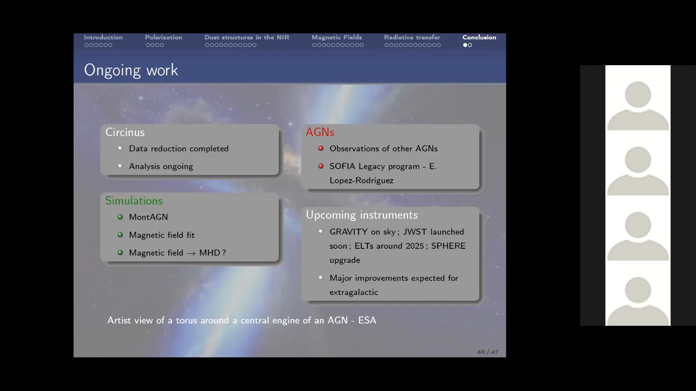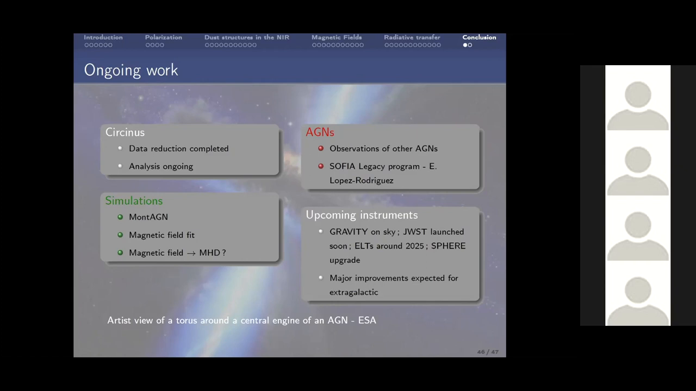I've also presented basically two AGNs, NGC 1068 and Circinus, but this is actually part of a large observing program by Enrique, with whom I'm working, and we have a bunch of AGNs. I think we now have 10 or 12 of them. So we're going to move on to other AGN later on.